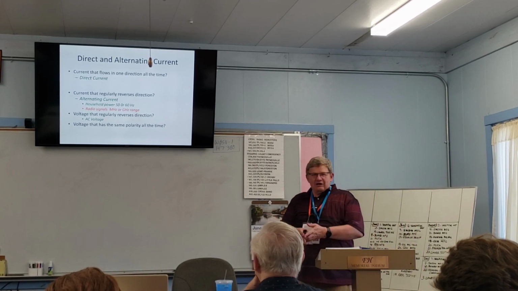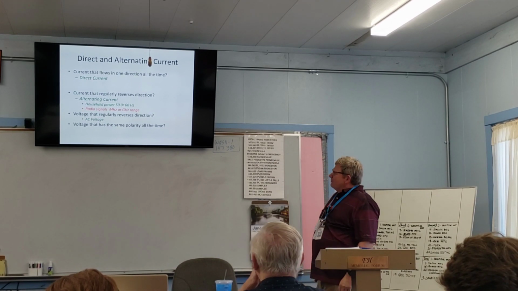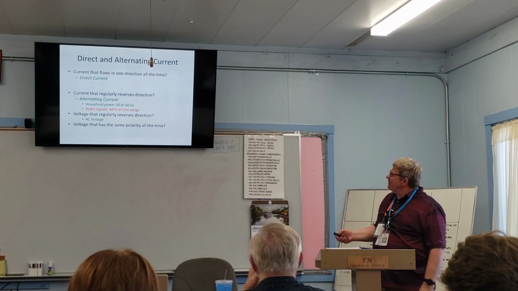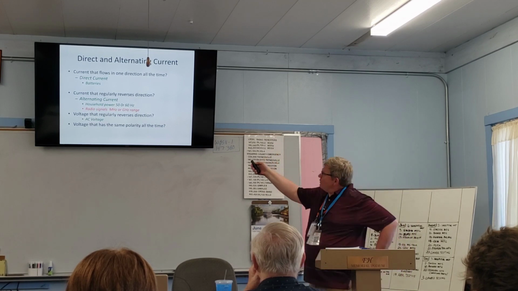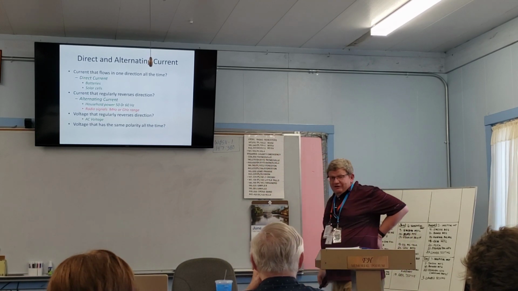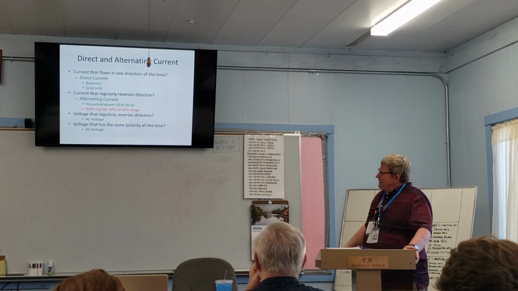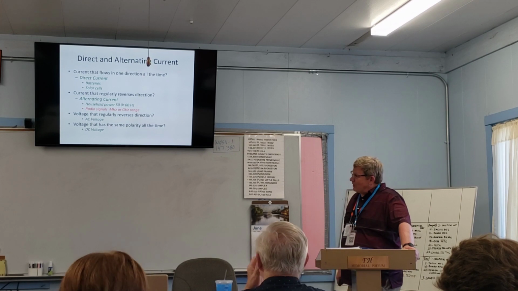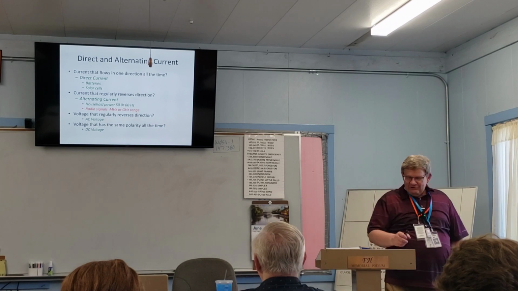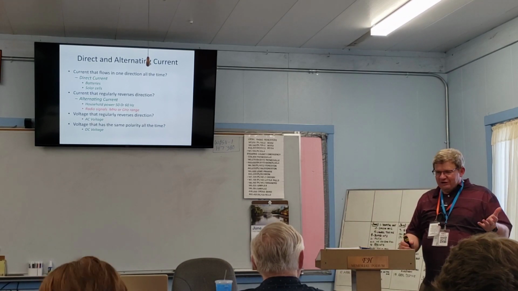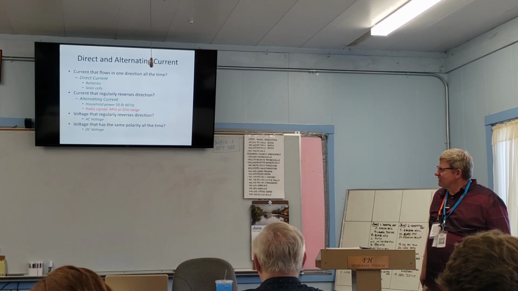So, direct. Think of it going from here to here. It's direct. But what about alternating current? Well, let's go on with direct current. It can include batteries and solar cells. These are all direct current. And when we come down to current that regularly reverses direction, that is alternating current. It goes from this direction to this direction to this direction.